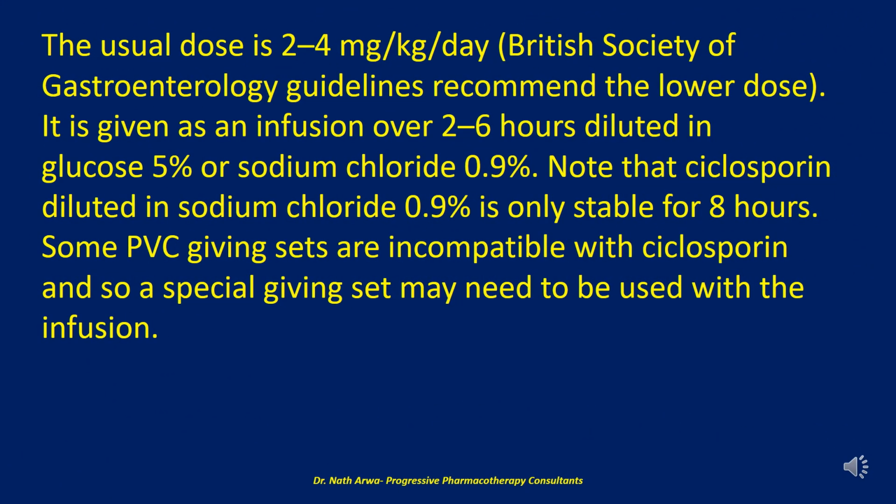The usual dose is 2 to 4 mg per kilogram per day. As per the British Society of Gastroenterology, guidelines recommend the lower dose. It is given as an infusion over 2 to 6 hours diluted in glucose 5% or sodium chloride 0.9%. Note that cyclosporin diluted in sodium chloride 0.9% is only stable for 8 hours. Some PVC giving sets are incompatible with cyclosporin, and so a special giving set may need to be used with the infusion.